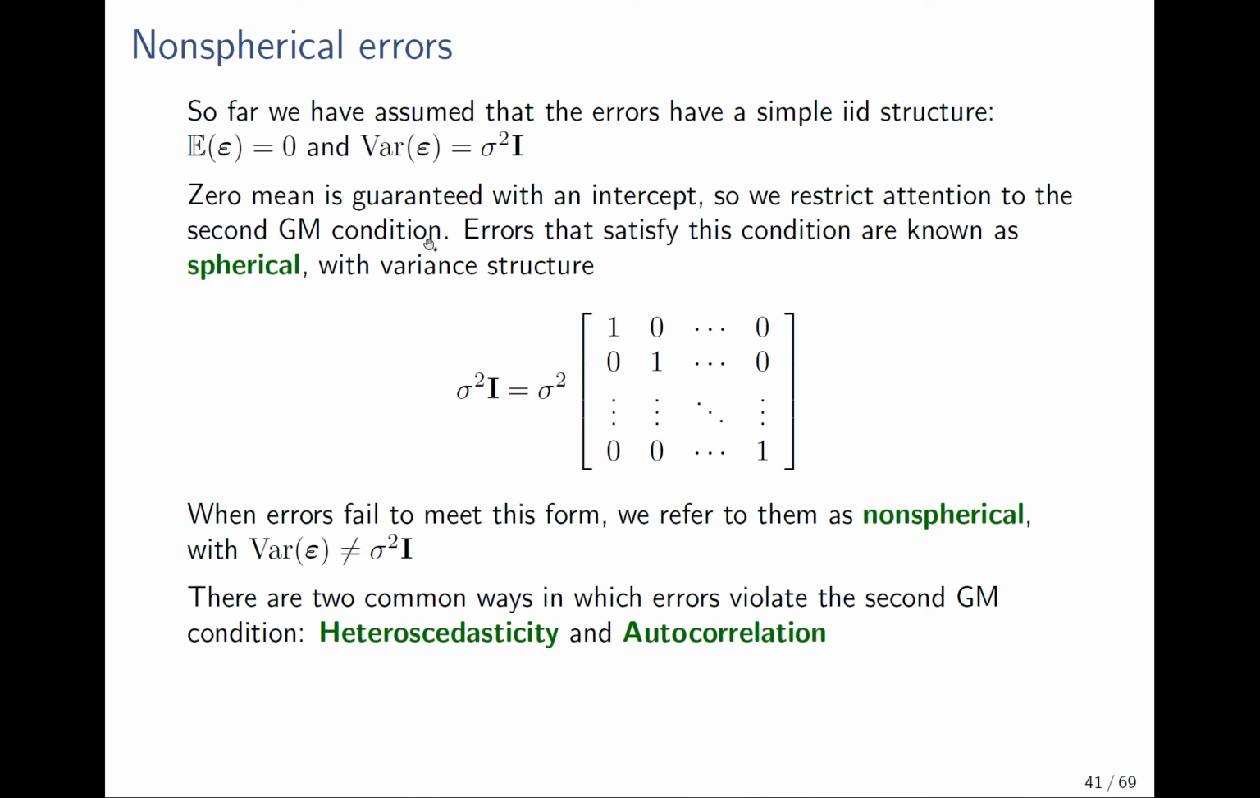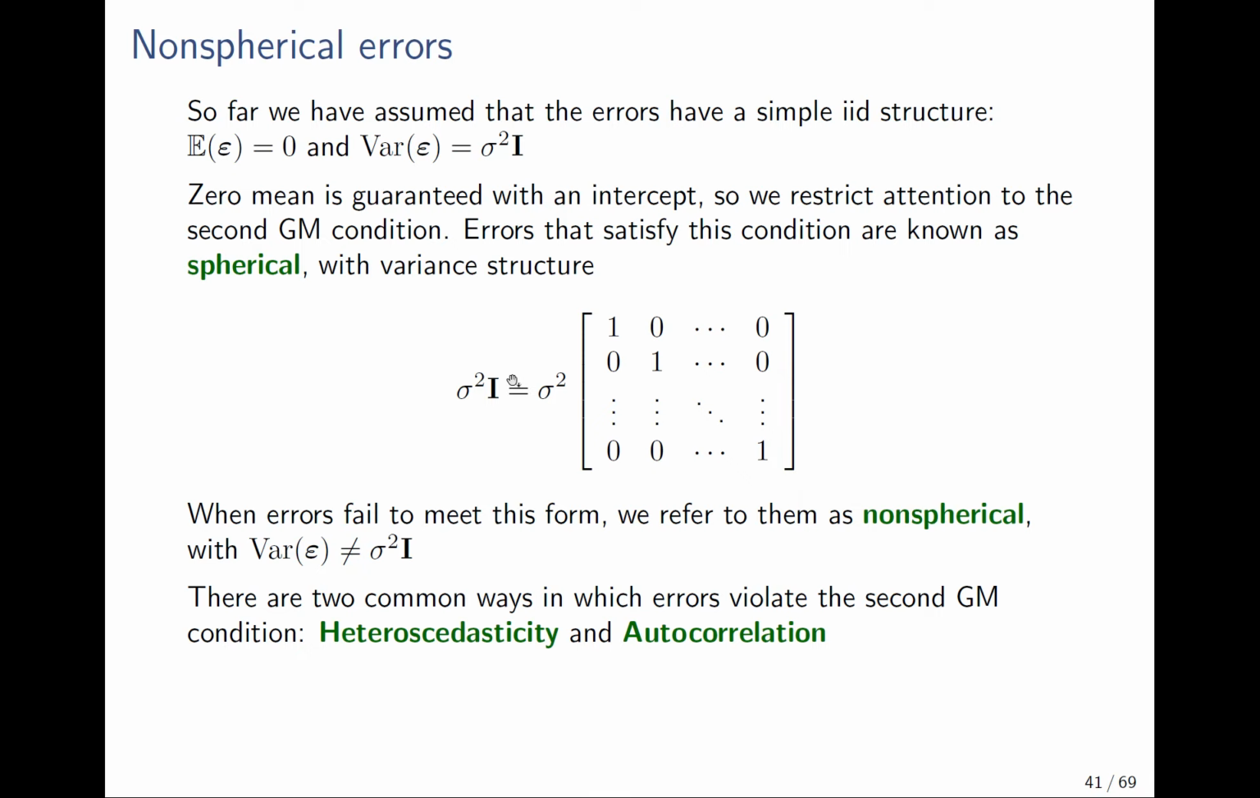Now the zero mean condition is essentially guaranteed with an intercept in the model, so we're not going to say much about that, but we do want to focus on this assumption here, which we've referred to as the second Gauss-Markov condition for the estimates of the linear model to be BLUE. Errors that satisfy this condition are known as spherical, and the slide shows the variance structure.